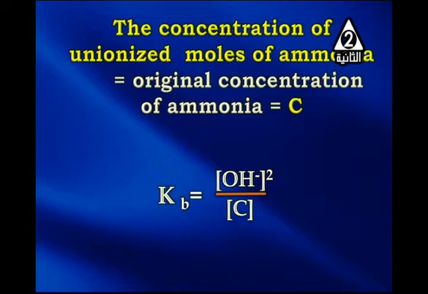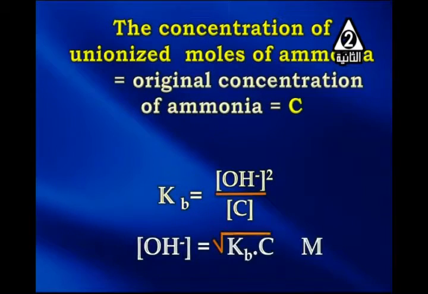So the equilibrium constant Kb for the ionization of ammonia equals the concentration of hydroxyl ion power 2 over the concentration of the ammonia. So the hydroxyl ion concentration equals the square root of Kb times C, which is in molar, or mole per liter.